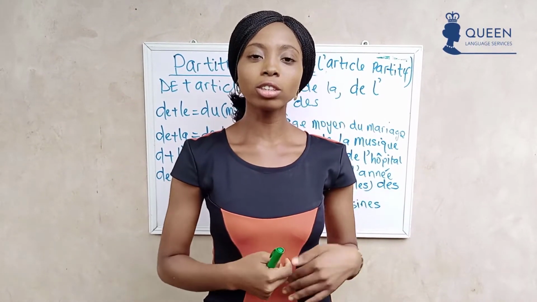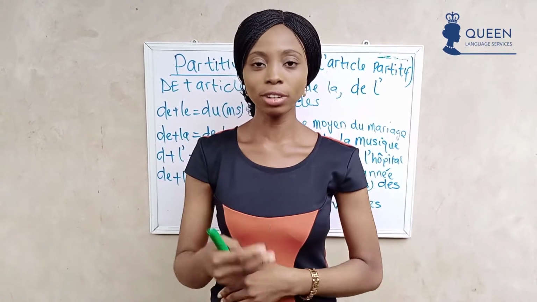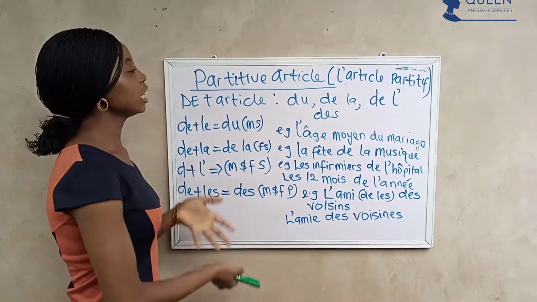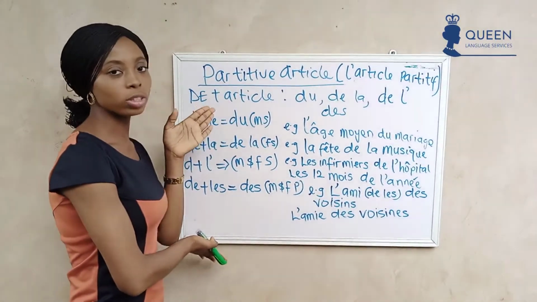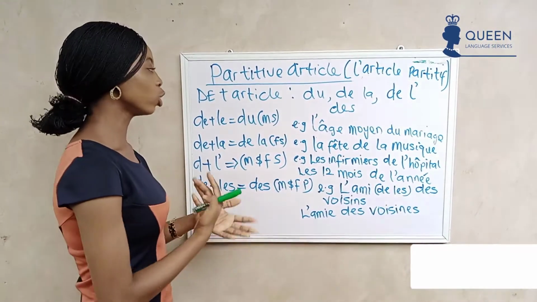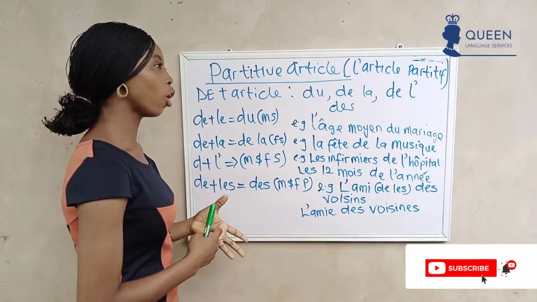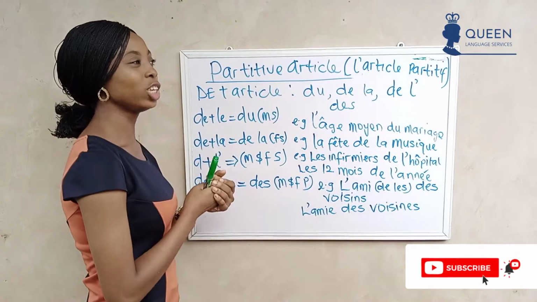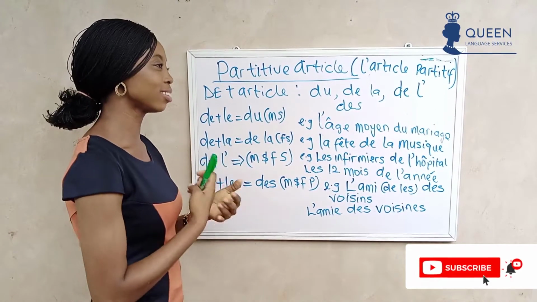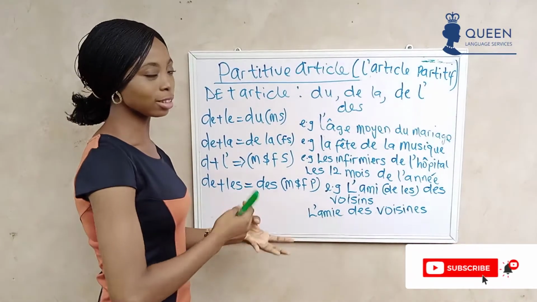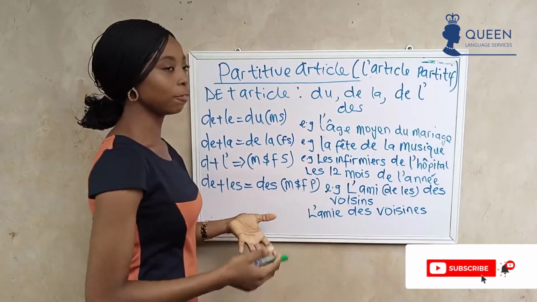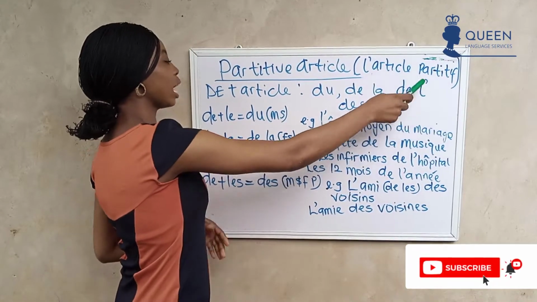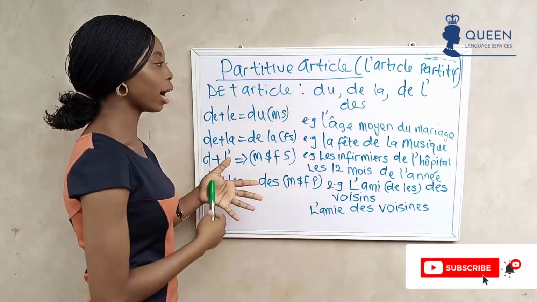If you want to know more about definite articles and indefinite articles, do well to check out my previous video. So let's start. These are the partitive articles that we have in French language. Note, these articles are used for unspecific quantity, something that you cannot determine or predict. They are used most times with uncountable nouns. We have du, de la, de l', and des, which is definitely the plural form.